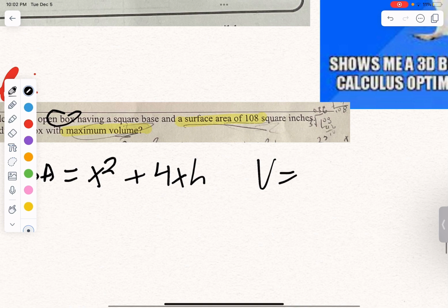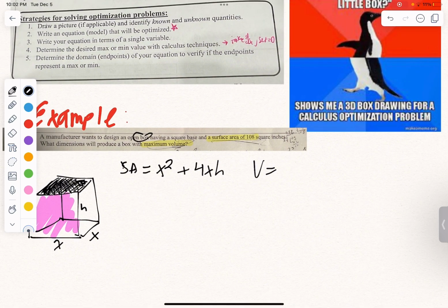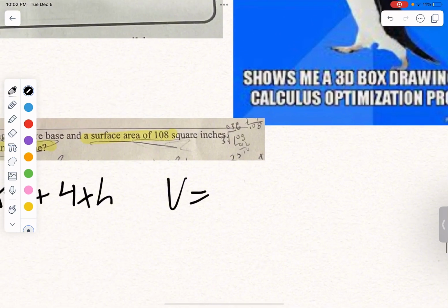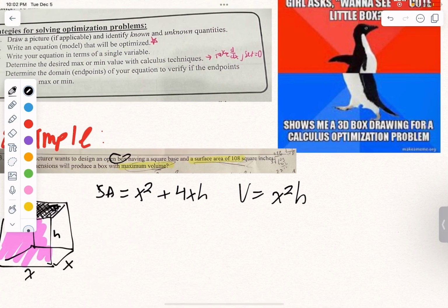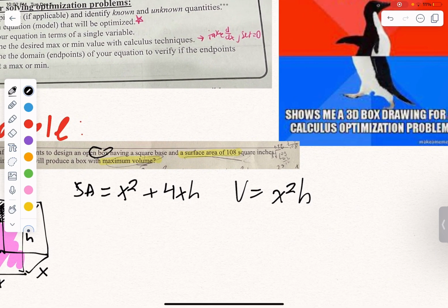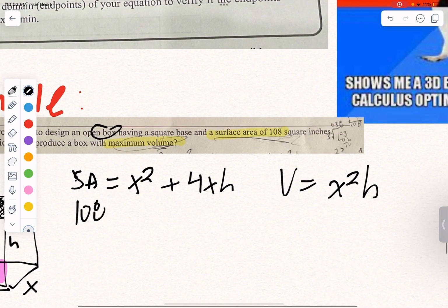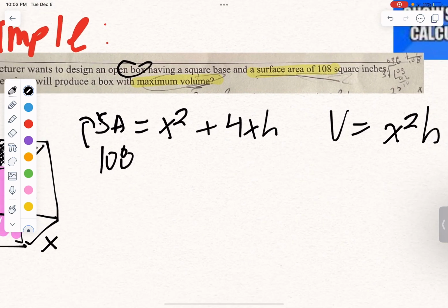And then your volume is going to be length times width times height, which is X squared H. Volume is X squared H. We're optimizing the volume. We're going to want to use the equation with the value we already have, because they gave us 108 for the surface area. So we're going to solve that in terms of H.